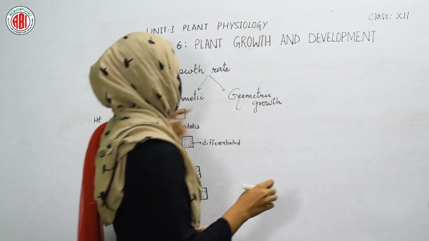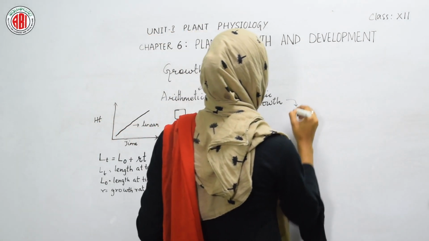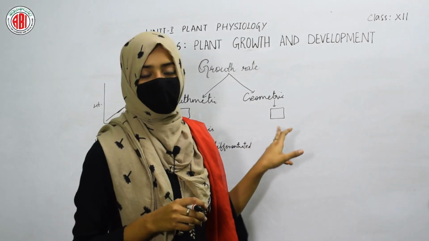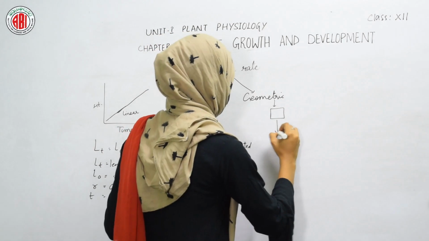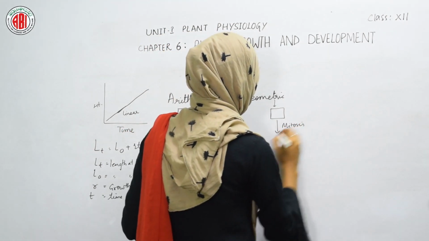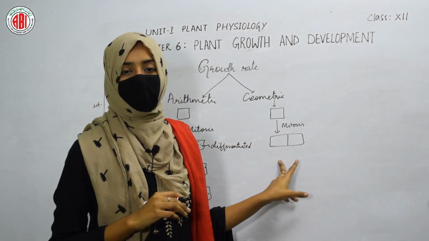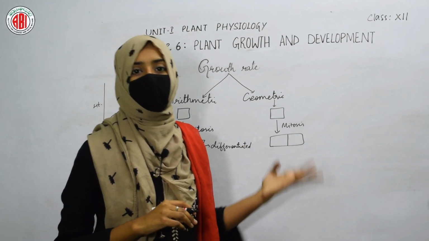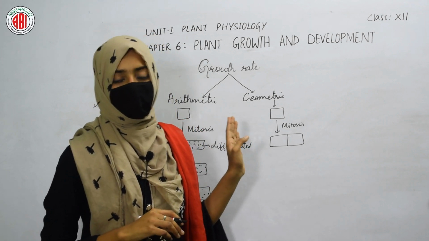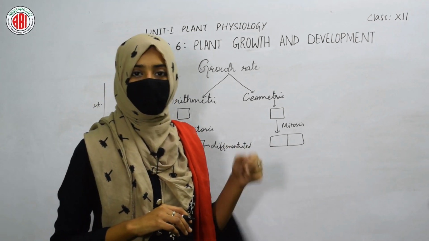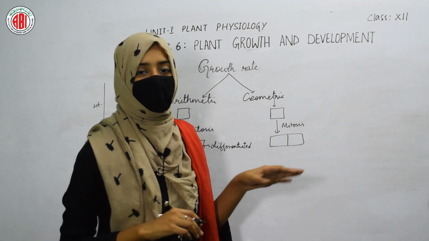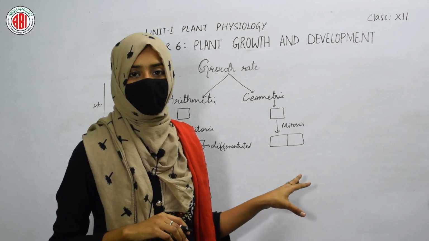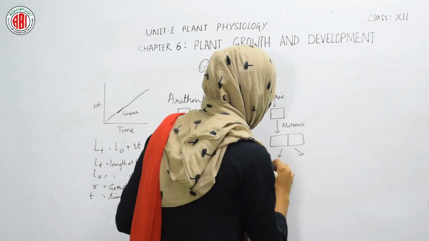Now we'll talk about geometrical growth. In geometrical growth, what happens? Let us see by taking an example again. This parenchyma cell undergoes mitotic division and forms two daughter cells. Now these two daughter cells undergo division again to give four daughter cells. In arithmetic growth, we have seen that one cell continues to divide and the other gets differentiated. But in geometric growth, both the cells undergo mitotic division and form four daughter cells.